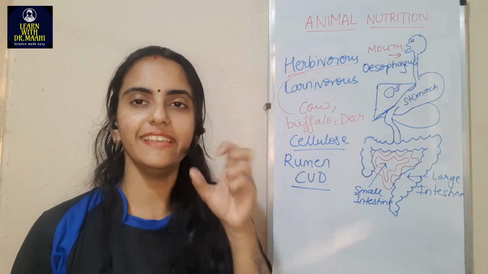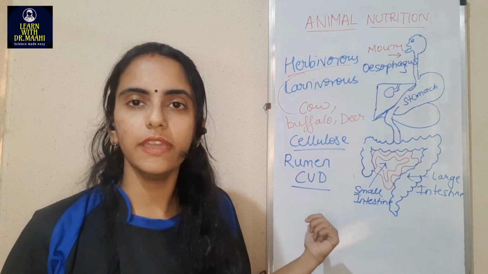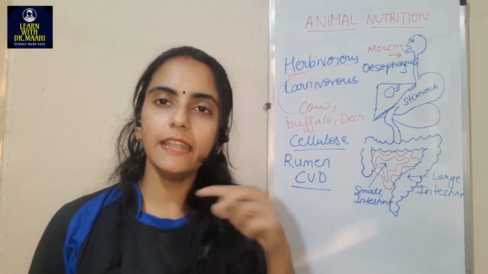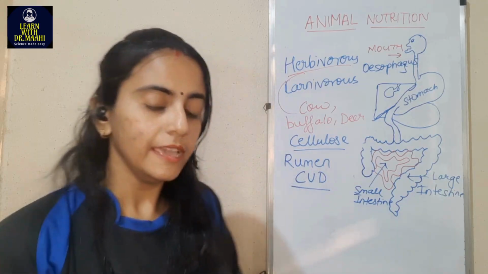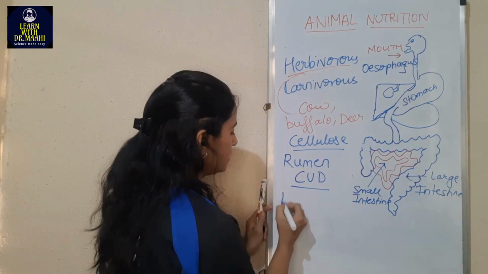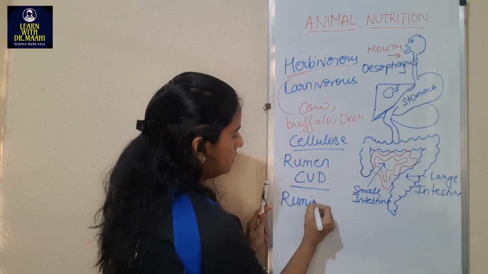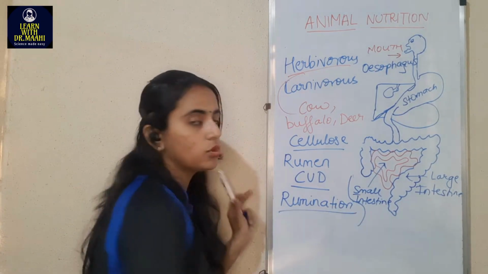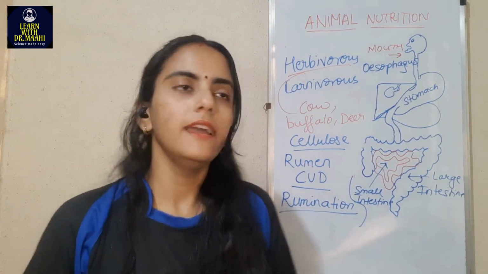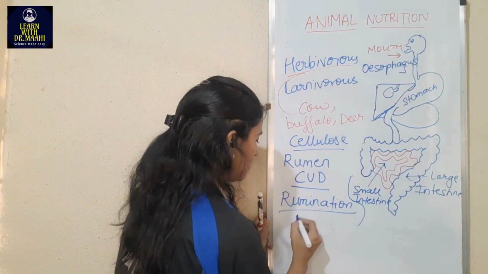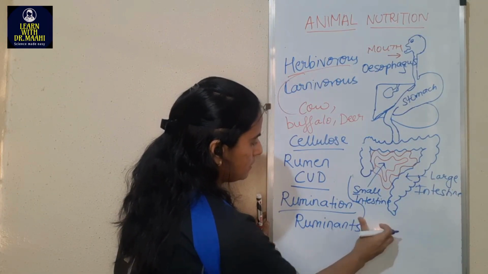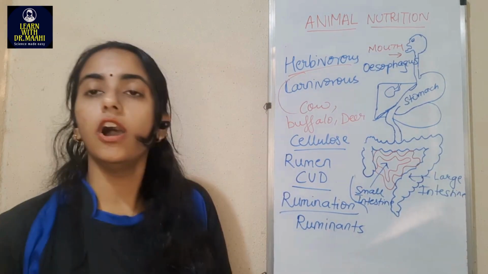When they keep chewing the cud, having brought the cud back to their mouth, that continuous process of chewing is called rumination. The organ is called the rumen. So that process is called rumination, and these animals are also called ruminants. Okay, they are called ruminants. So this is about the digestion in herbivorous animals.